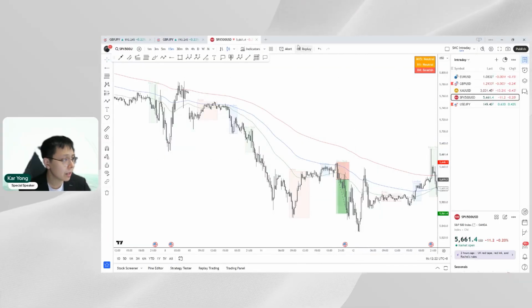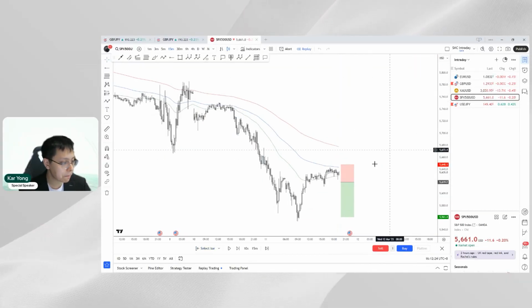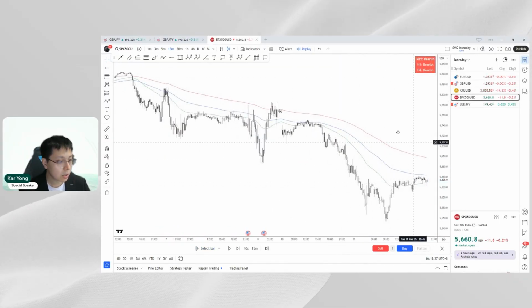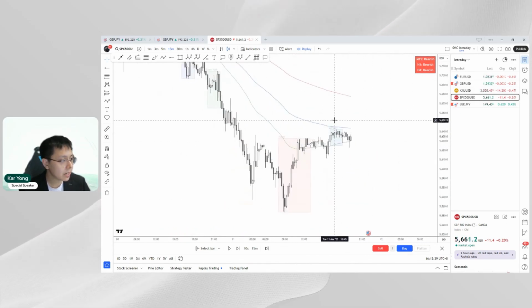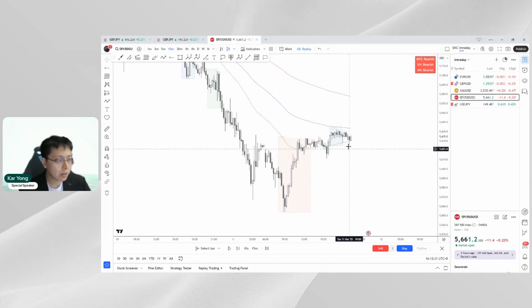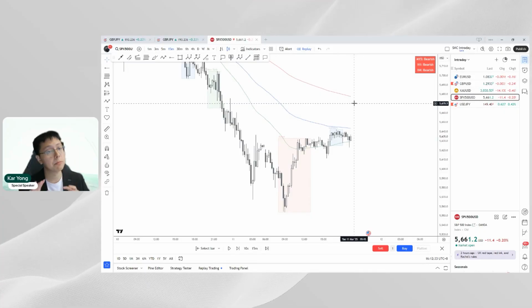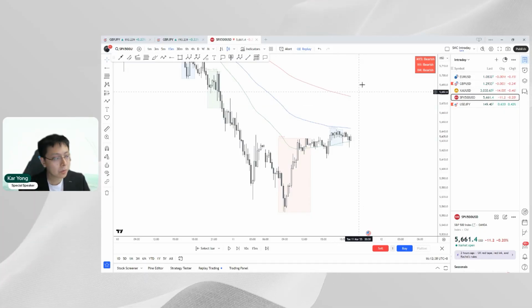Okay, this is one here. Let me give you an opposite direction, right? So why is this a sell? Because if you take a look at the EMAs, 50 is below 100, 100 is below 200. Bearish, which means I'm not interested in buy. I'm only interested in sell.